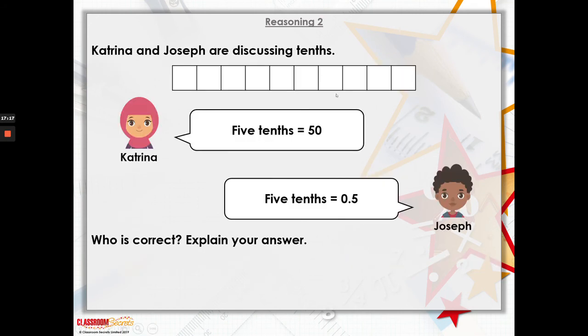The next one. Katrina and Joseph are discussing tenths. Here is something that's been chopped into 10. Katrina thinks that 5/10 equals 50. But Joseph says 5/10 is actually 0.5. Who's correct? And explain your answer. Is Joseph correct or is Katrina correct? Pause the video and try to find out the answer.